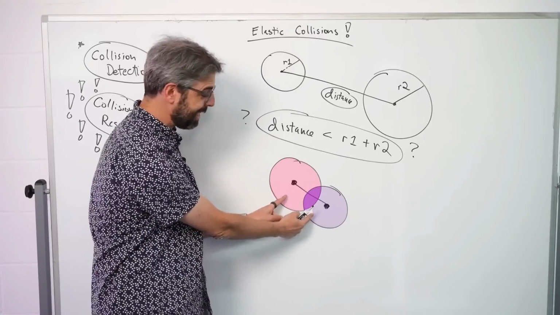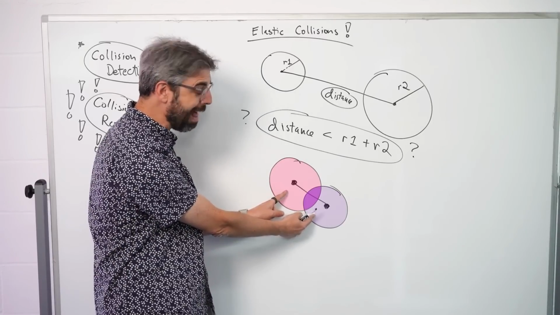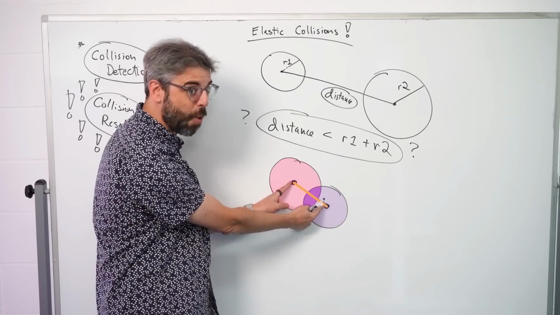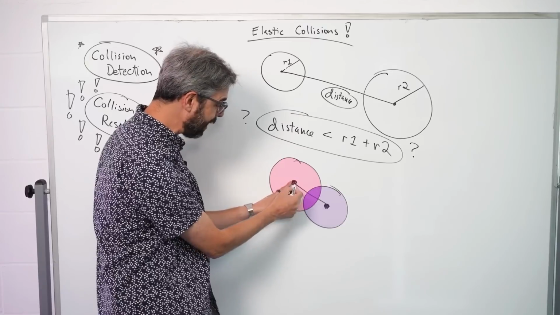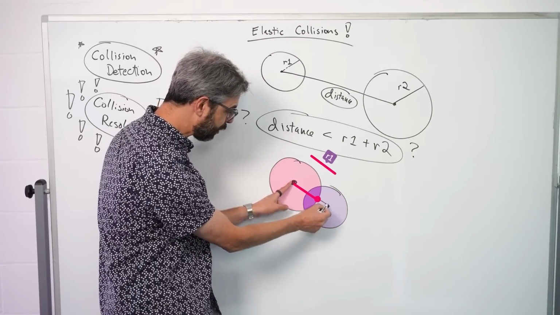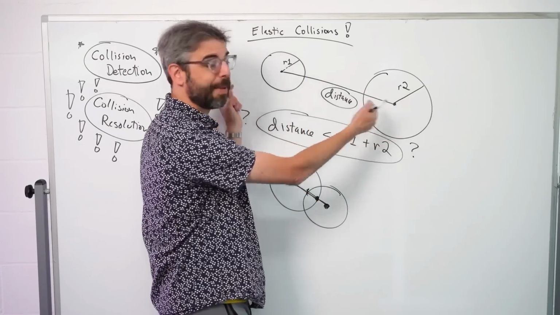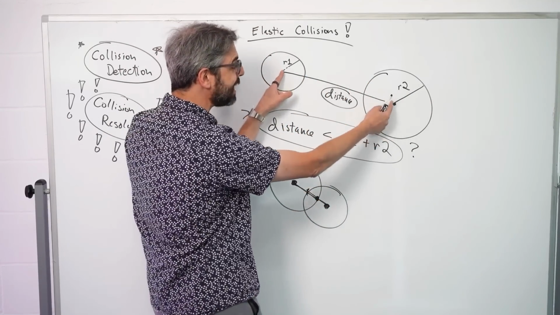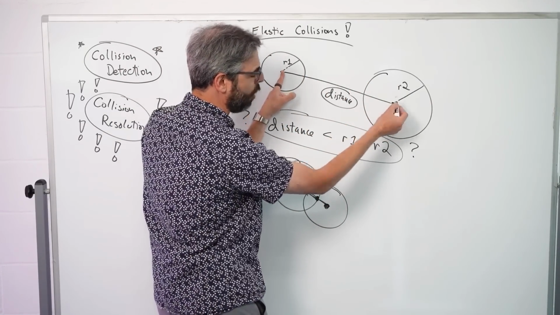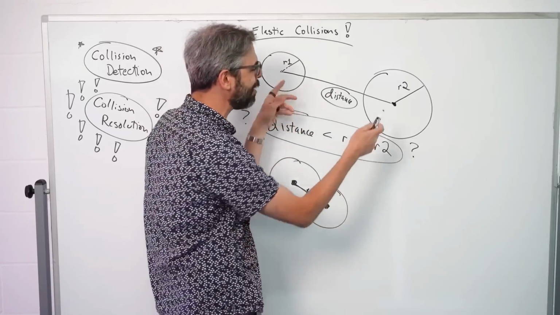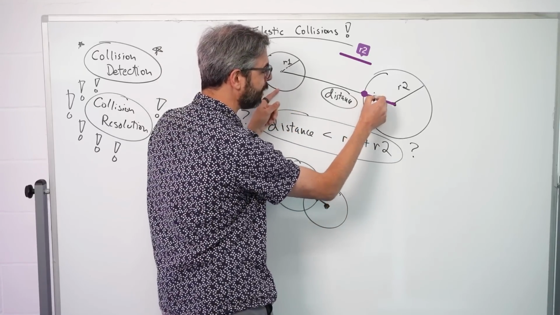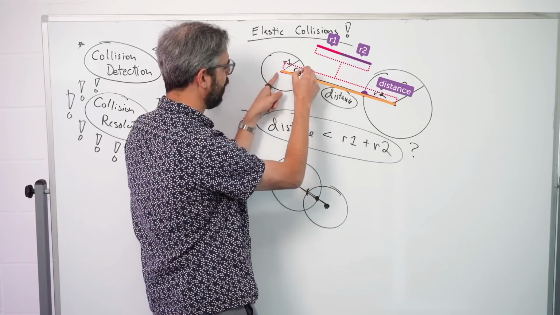Look at this case. If the two circles are overlapping, that distance is going to be less than radius 1 plus radius 2. If the two circles are not overlapping and not intersecting, that distance is simply going to be greater than the sum of radius 2 plus radius 1.